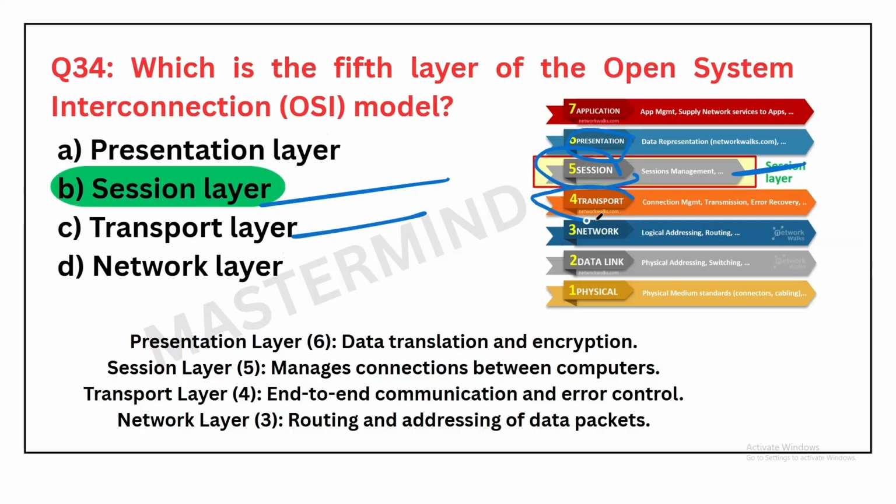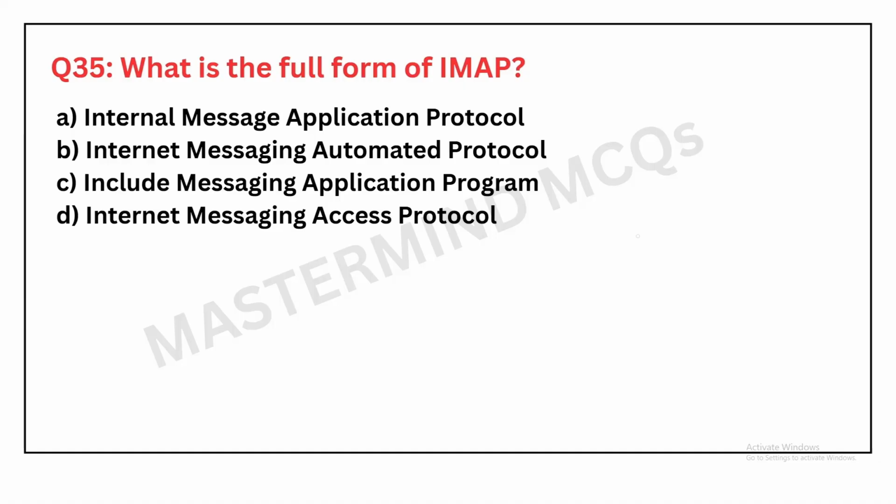Transport layer, the fourth layer, ensures reliable end-to-end communication, error detection, and flow control. Network layer, the third layer, handles logical addressing and routing of data packets across different networks. Question number 35. What is the full form of IMAP?